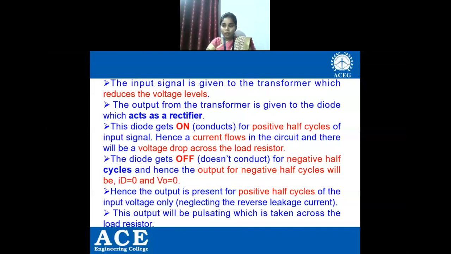always a pulsating DC. Now if you want pure DC, what you need to do? You need to add a filter circuit and then you need to add a regulator, then you will get what? A pure DC signal. Now this is how a PN junction diode acts as a rectifier, a half wave rectifier.